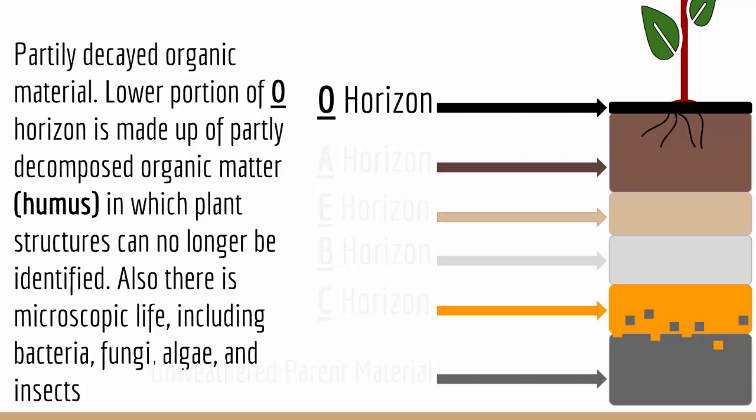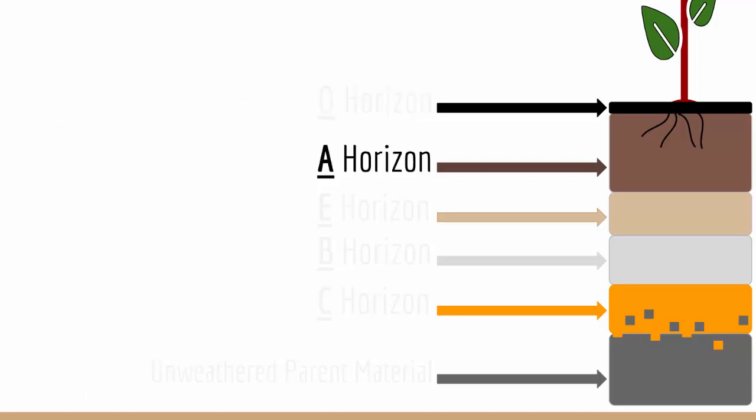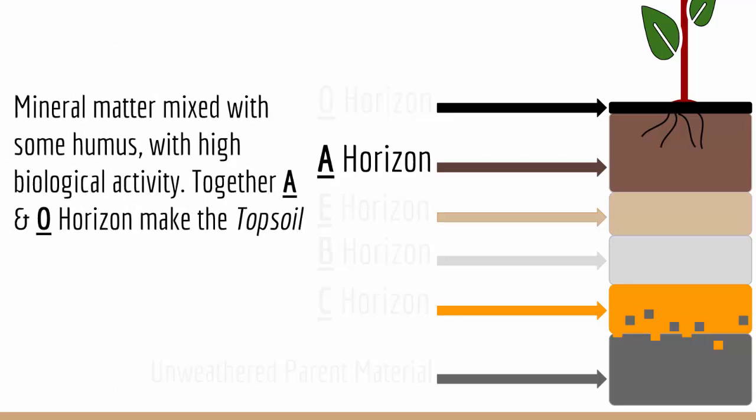The other horizon that comes after the O horizon is the A horizon. The A horizon contains mineral matter mixed with some humus, with high biological activity. Together, the A and O horizons make the topsoil. The A horizon is the topmost mineral horizon. This layer generally contains enough partially decomposed humified organic matter to give the soil a color that is darker than that of the lower horizons.